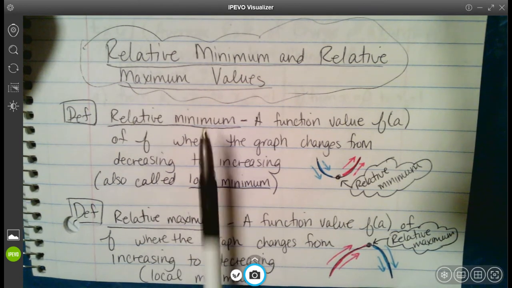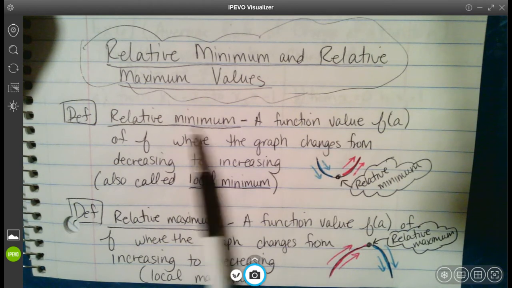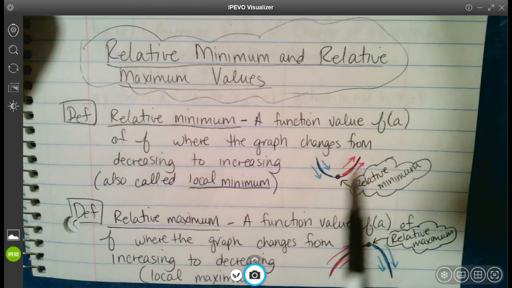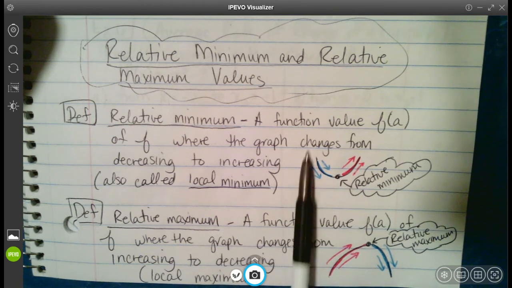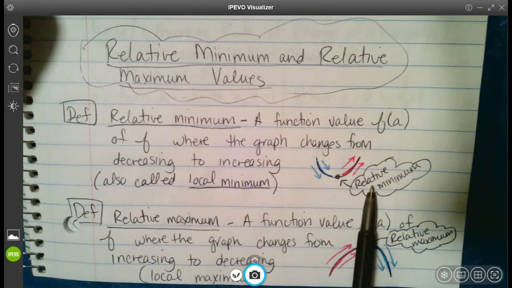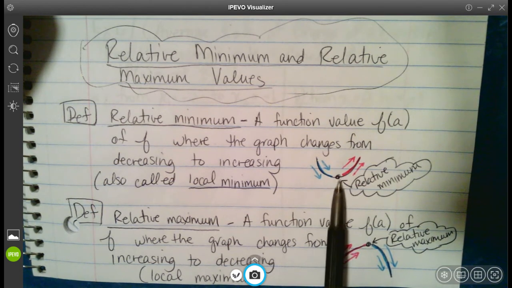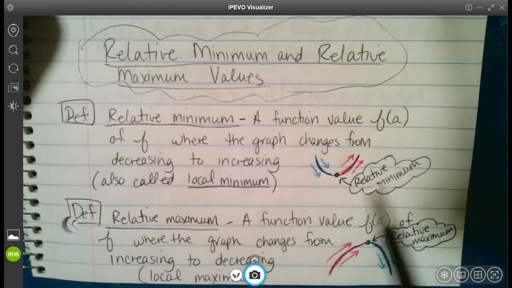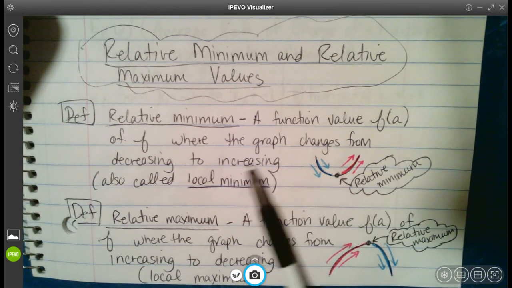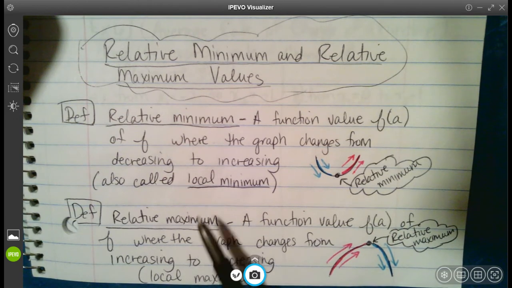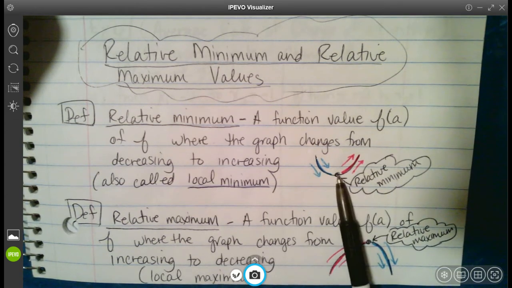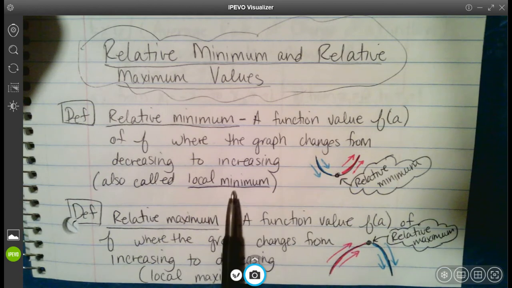Okay, so the relative minimum is when the graph changes from decreasing to increasing. And you can kind of see a picture here. If the graph is doing something like this, then this is going to be a relative minimum. And it kind of makes sense. It's the lowest point on that little section of the graph. We say it's a relative minimum because there might be a part on the graph that's even lower. That would be considered the global minimum. This is relative because it's relative to just that tiny section. We also call this the local minimum.